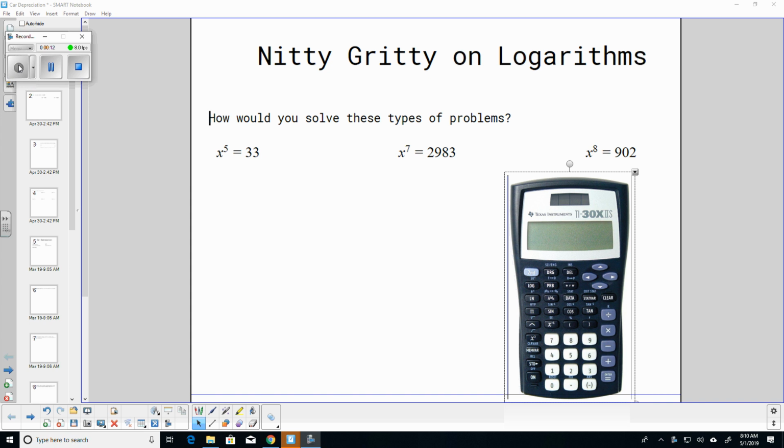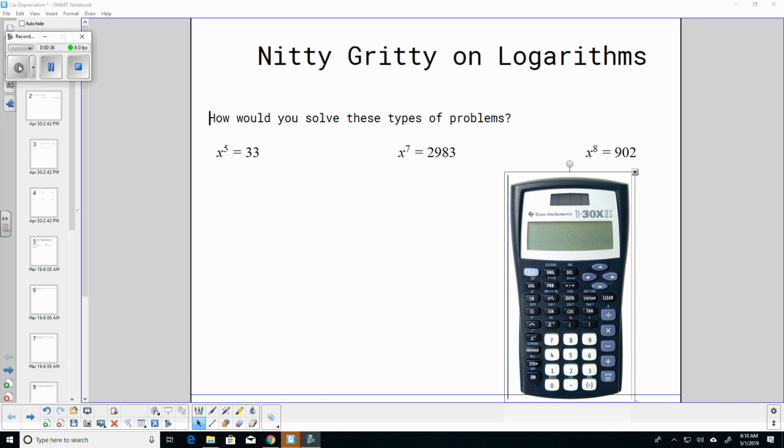Nitty-gritty logarithm. So the very basics of how to do a logarithm. Up until this point, in your math, you haven't learned how to solve for exponents. So we haven't really talked about how to do that, so that's what we're going to do today. We're going to talk about how to solve for exponents to be able to solve any of this problem.